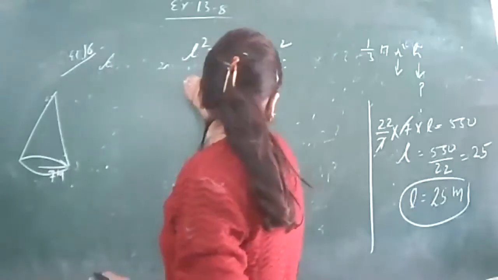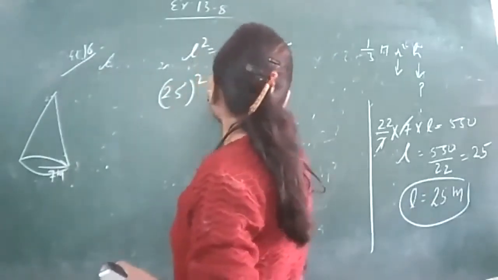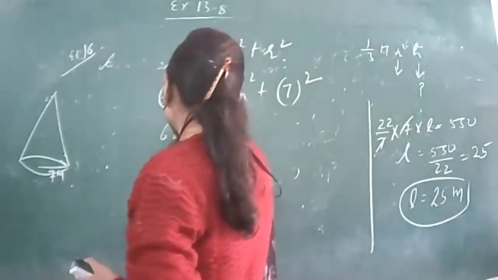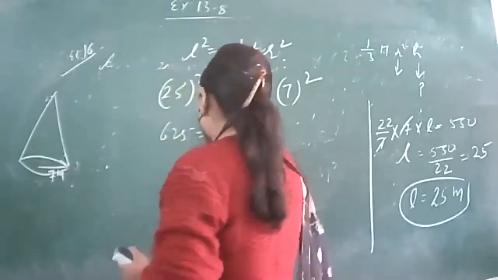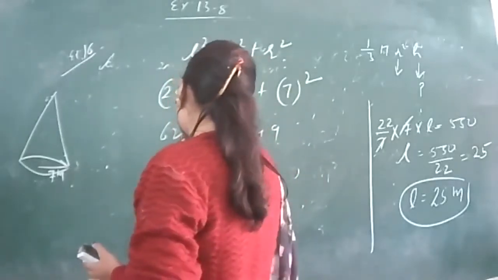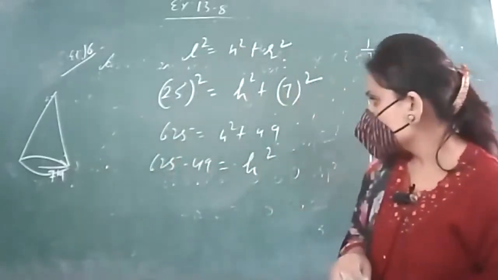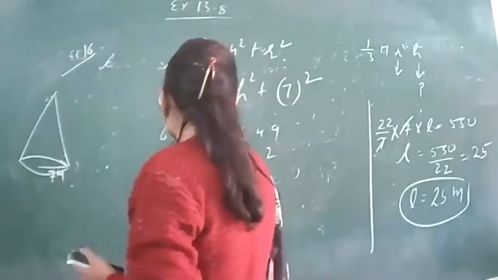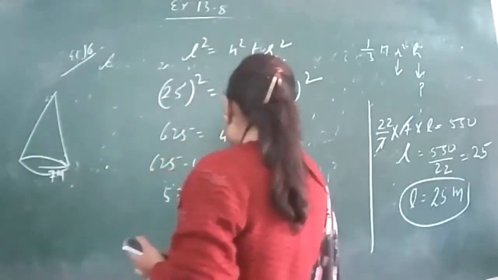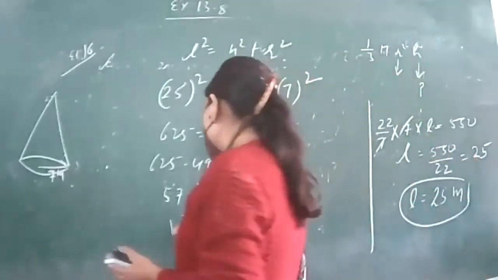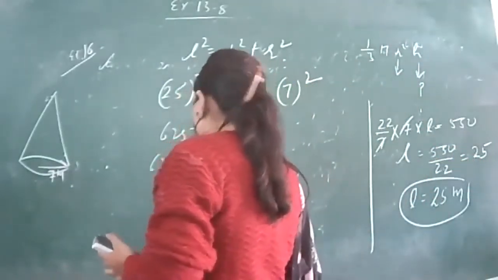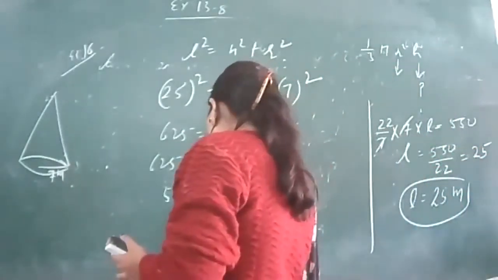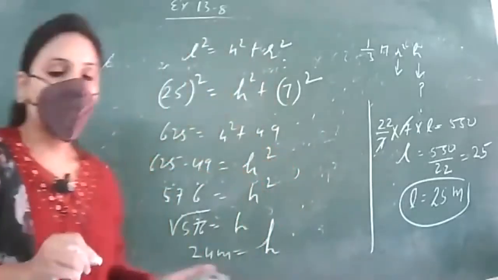So L we have found is 25. H is to be found and R is 7. 625 is equal to H square plus 49. The 49 shifted to the other side becomes minus 49. So we have 576. The square shifted to the other side becomes square root. So H is equal to square root of 576, and the square root of 576 is 24 meters. So H comes out to be 24 meters.